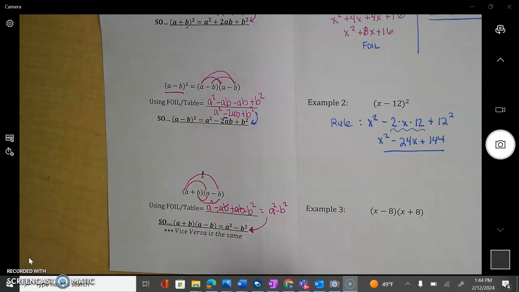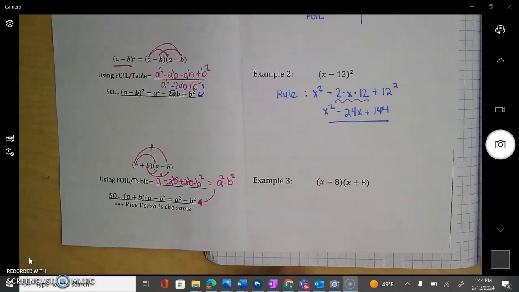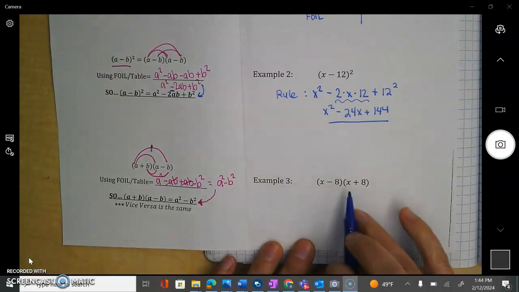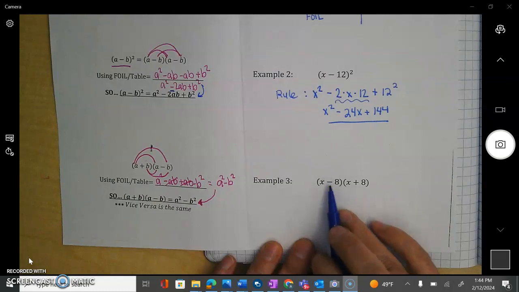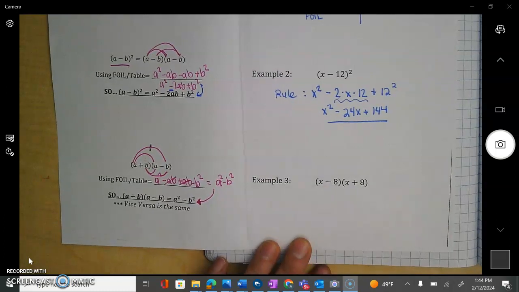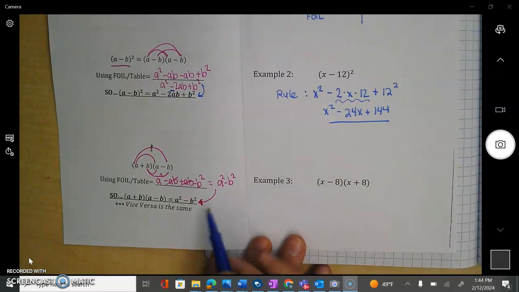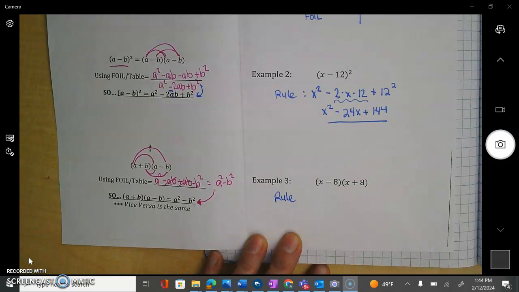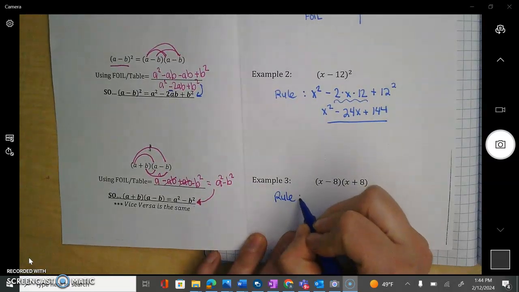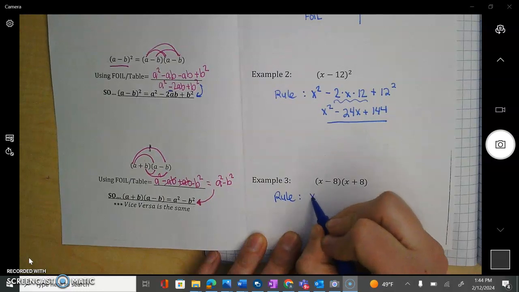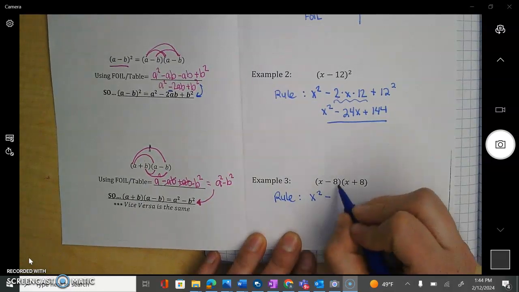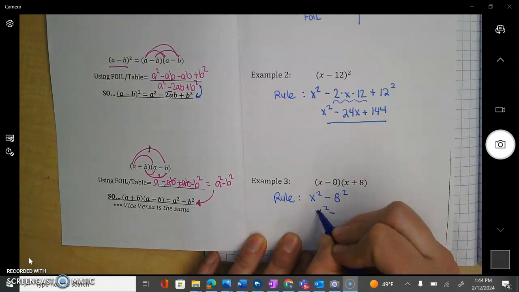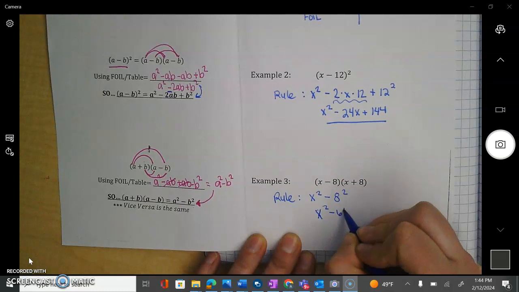Okay, so what does that look like for our example? Our example, x minus 8 times x plus 8. Notice the a and b terms are the same for both. The only difference is one is minus and one is plus. What we'll do is we'll just go straight into using that rule. We're going to do a squared minus b squared. So since a is x, we'll do x squared minus b is 8 squared. And then I can simplify this as x squared minus 64. And ta-da, that's it.